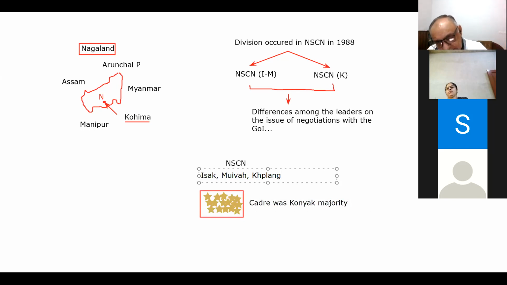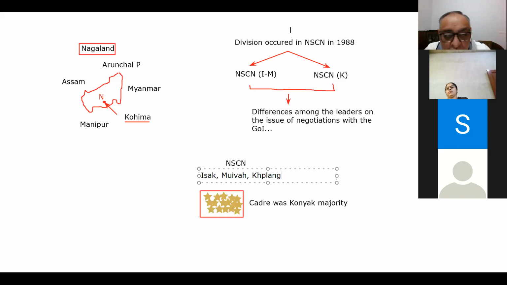So that is why the cadre was dissatisfied. We are the majority Naga tribe, but we are led by leaders from Naga tribes which are not in the majority. So that is why there was dissatisfaction.